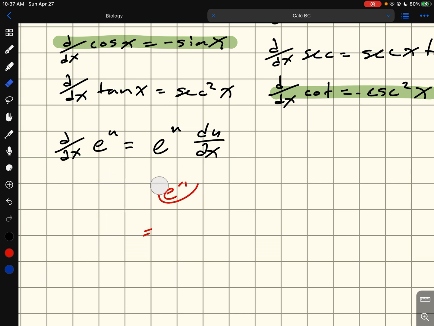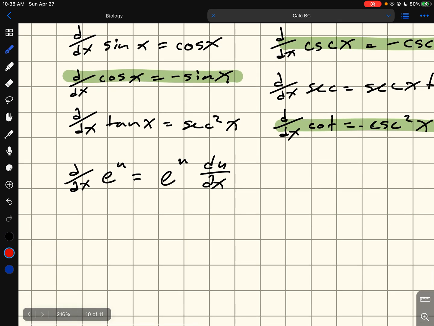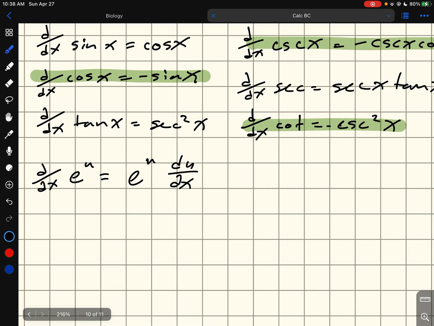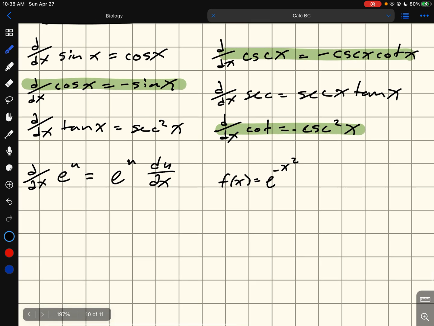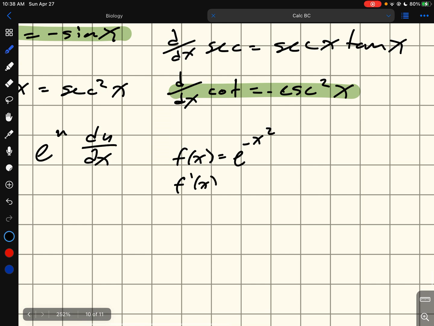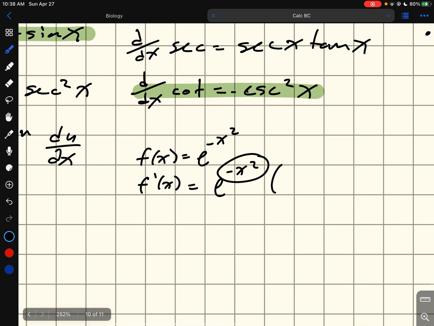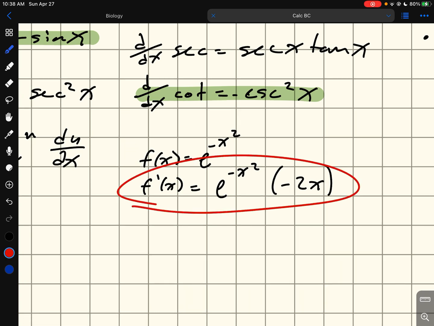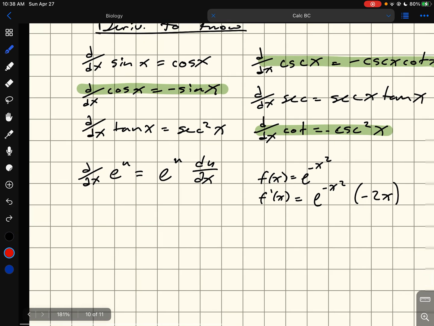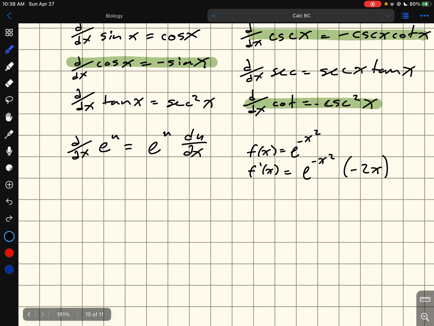So why don't we do e to the negative x squared actually? If our function was e to the negative x squared, then for our derivative, this is u. So the entire exponent of e is u. And you just keep it the same for now. And then you chain rule the u, so the derivative of that, which is negative 2x. So this is the derivative of e to the negative x squared. Okay, so e is a very simple one.